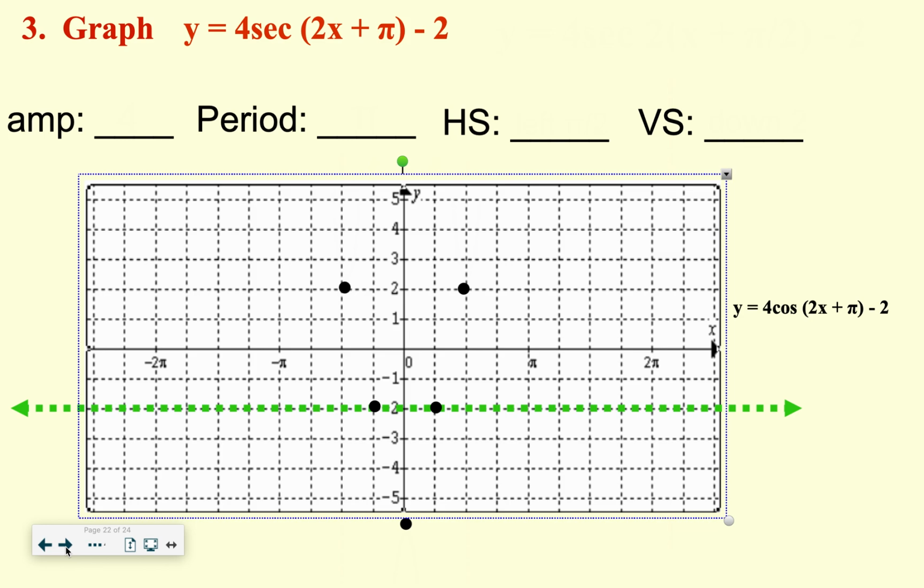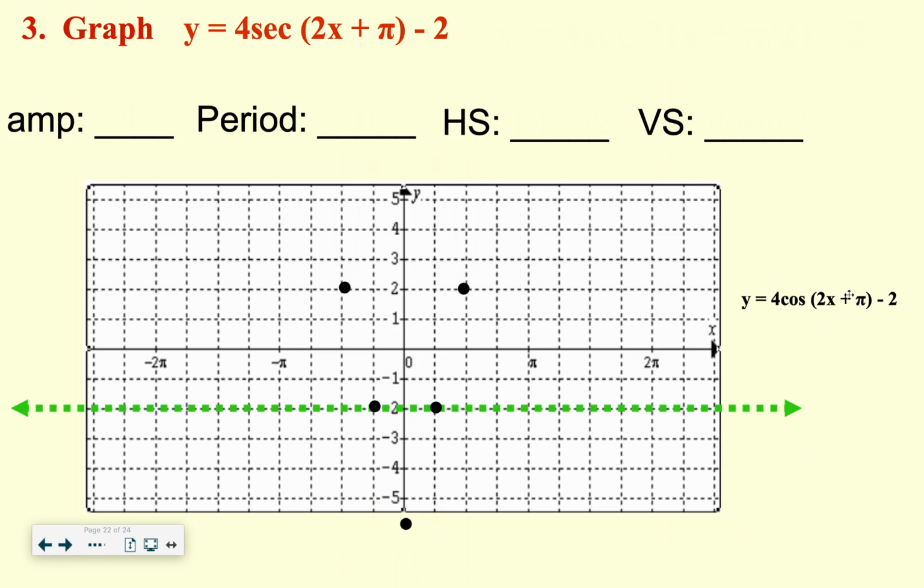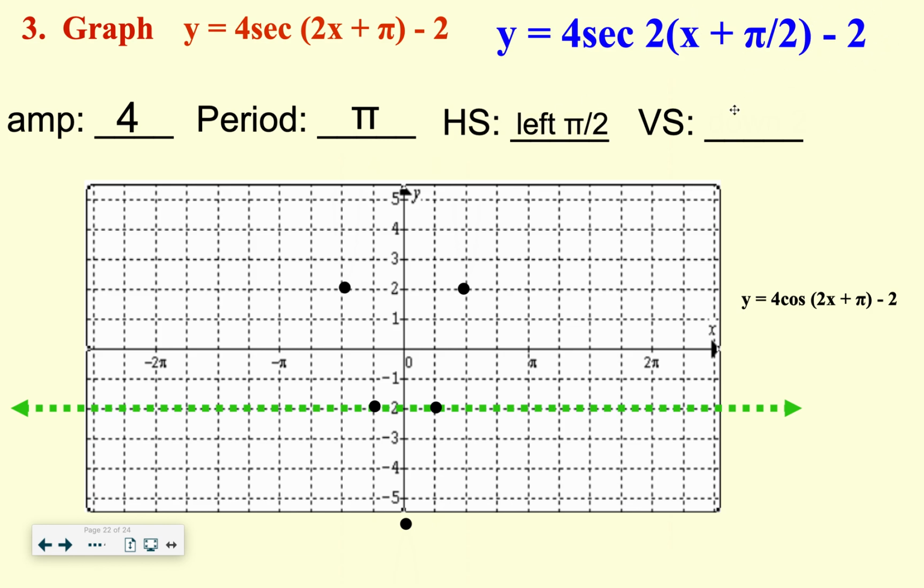Okay, secant. Now, secant's a reciprocal of what? Indeed, cosine. So off to the side here, let's just think about the cosine graph. Same function here and here, except I'm doing cosine instead of secant. I would also factor out the 2, remember my advice, so I can see that horizontal shift. All right, so amplitude is 4. The period is 2 pi divided by k, so that's going to be pi. Horizontal shift to the left, pi over 2, and vertical shift is down 2. You can see all of that.